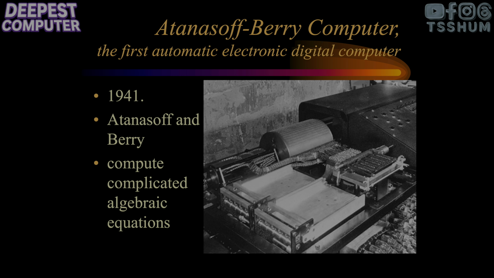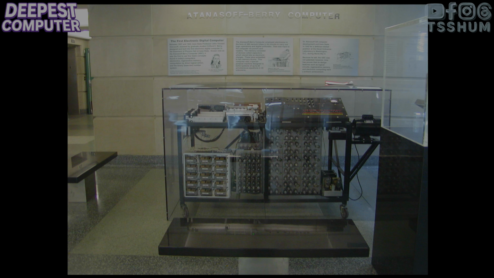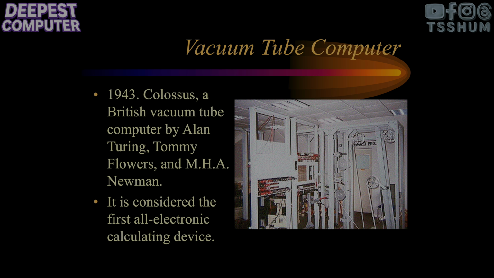In 1941, the Atanasoff-Berry Computer, the first automatic electronic digital computer, was used by Atanasoff and Berry to compute complicated algebraic equations. This image shows a replica of the Atanasoff-Berry Computer. More details on the Atanasoff-Berry Computer, a pioneering machine in computing history. A diagram illustrating the various components of the Atanasoff-Berry Computer.